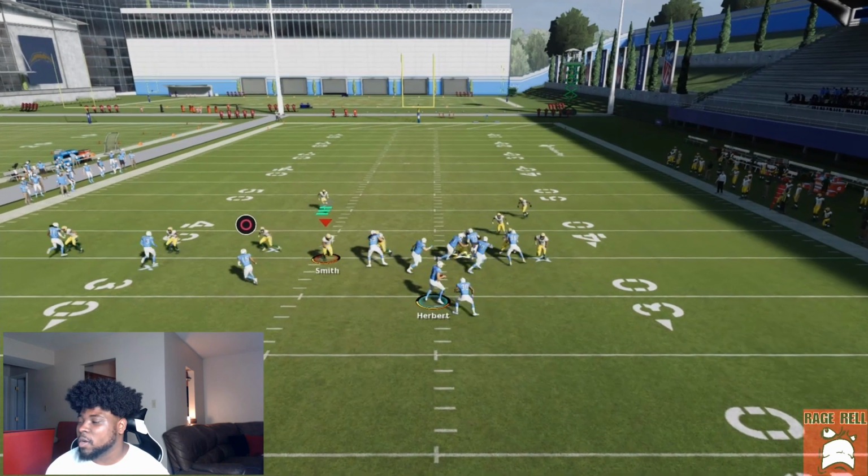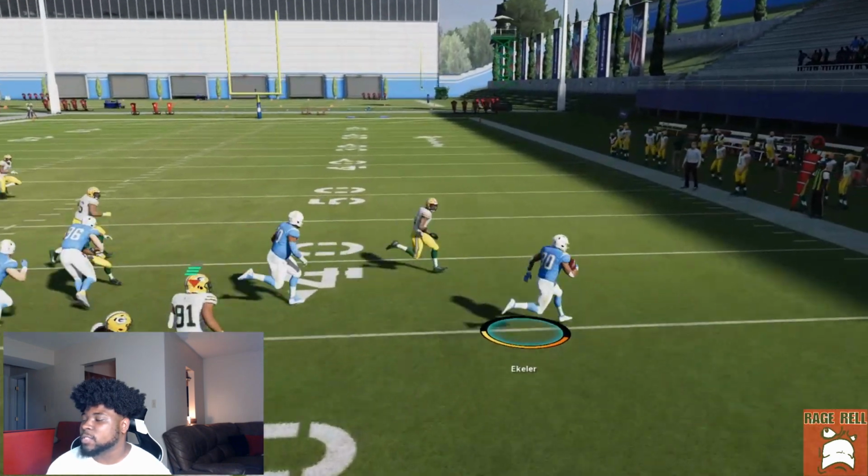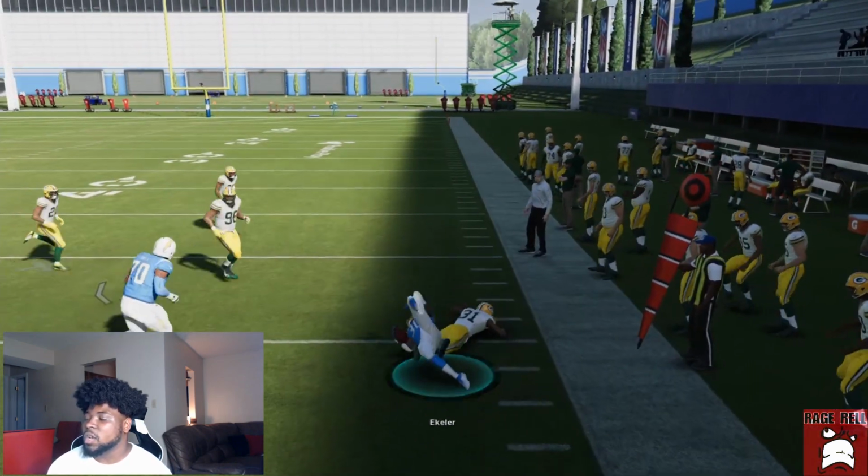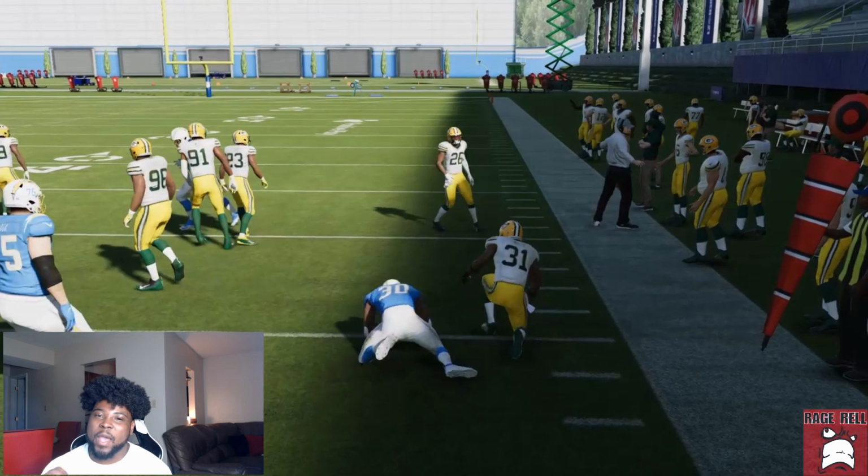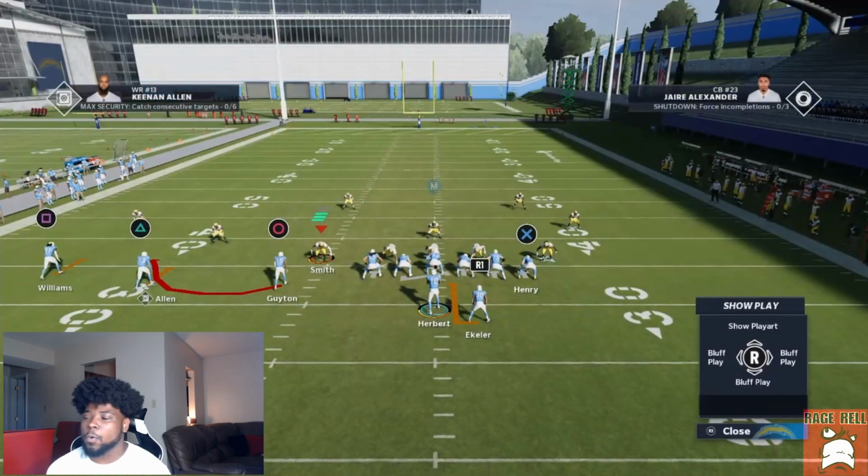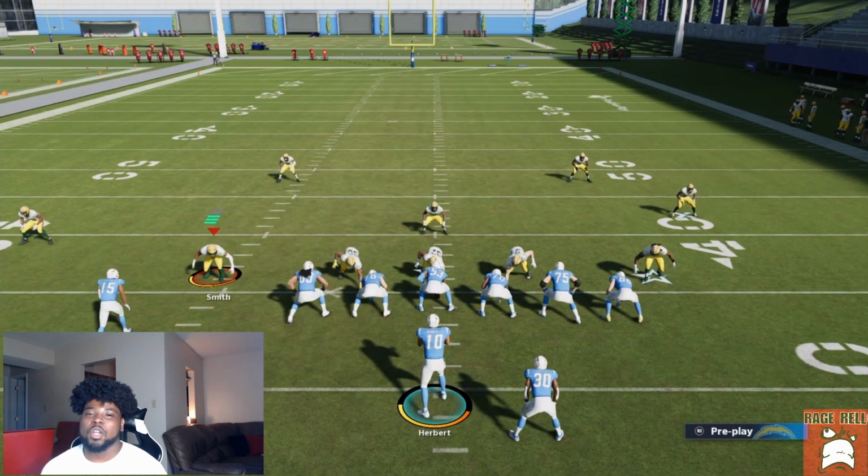So let's go to RPO buck right here, and more than likely it's going to be outside. You can tell right here, more than likely it's going to be a one-on-one with the safety no matter what. So if they have that safety in a spy or a purple, then as long as you can make that safety miss, you're going to be to the house.